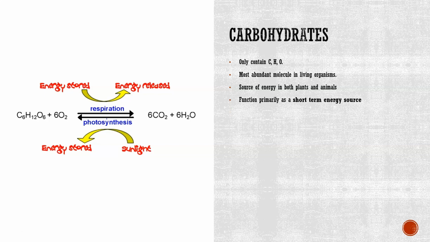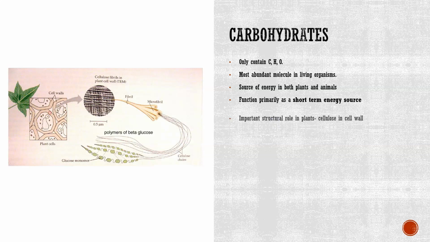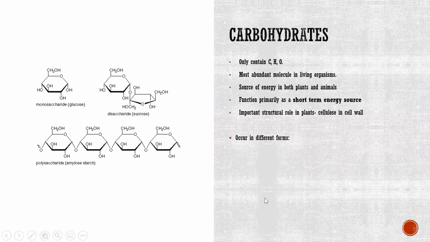Now, they function primarily as a short-term energy source. They have an important structural role in plants, so that's cellulose in the cell wall. That is made out of a carbohydrate, and you can see in the image here, we've got our glucose monomers all connected together to make our long cellulose strands.